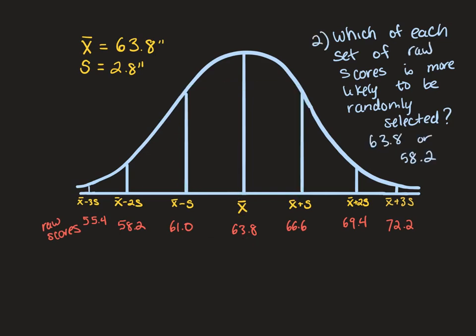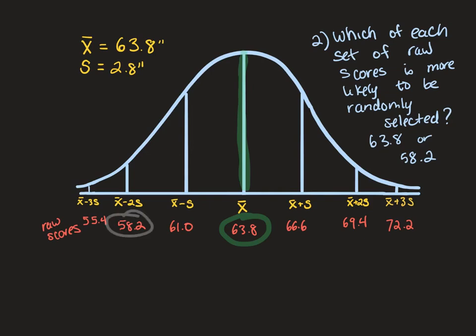Let's try it again, but this time with raw scores. Remember that raw scores and z-scores correspond to one another. Which of each set of raw scores is more likely to be randomly selected? A raw score of 63.8, or a raw score of 58.2. You should select a raw score of 63.8. This corresponds to the tallest part of the graph. In fact, this is the exact mean, and the mean is more likely to be randomly selected, theoretically, than any other number in a normally distributed data set.